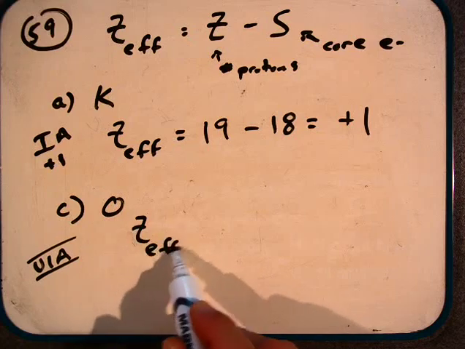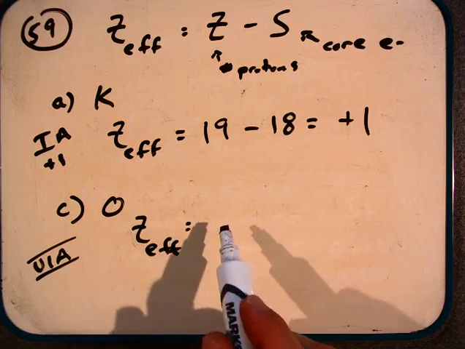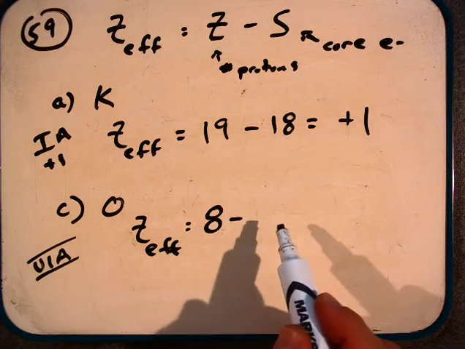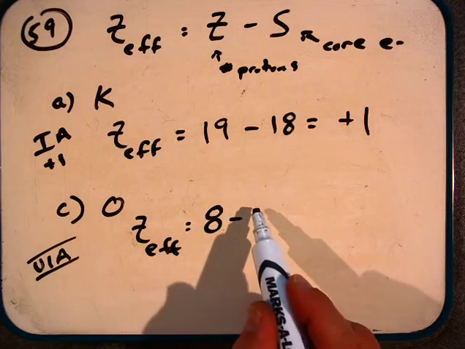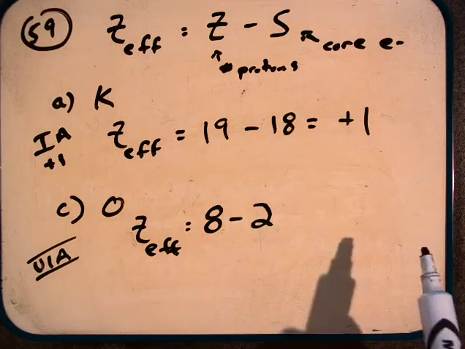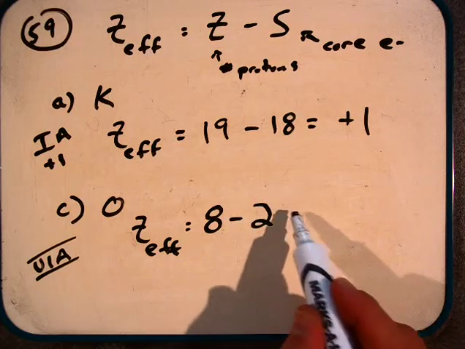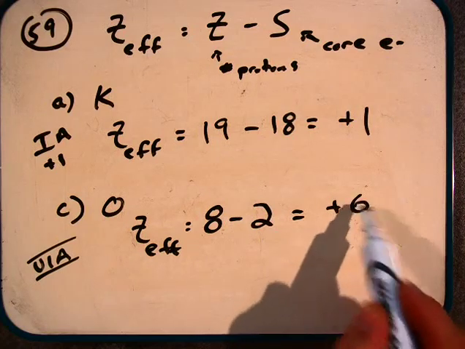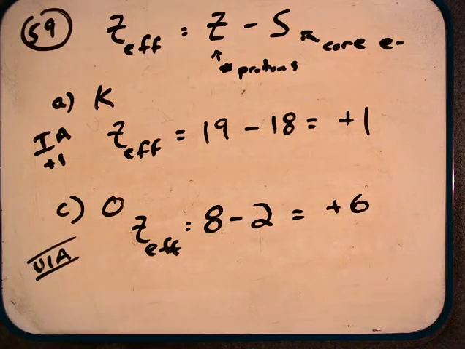We take our Z effective, which we're trying to solve for. We see that oxygen has an atomic number of 8. Its core electrons only equals 2. And so the Z effective that the valence electrons feel is actually +6.